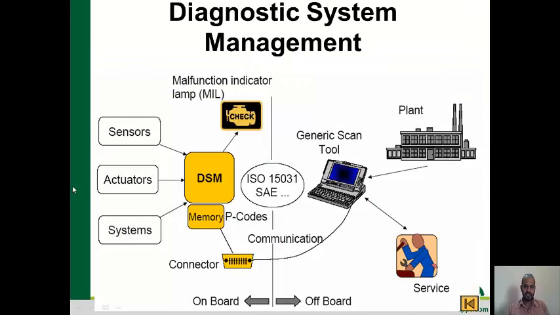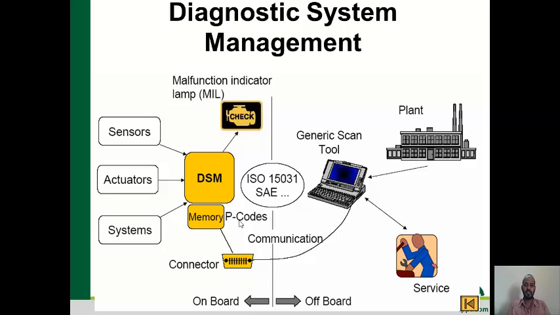All these sensors and actuators will be connected to the ECU, and a diagnostic system manager will be present inside the ECU. This will be communicated through a connector with the help of a generic scan tool in the plant or in the service station. If any problem is there, through this scan tool you can note the P code. See here they have mentioned a P code, P0001, that will be identified as related to some error, like crankshaft sensor signal failed.